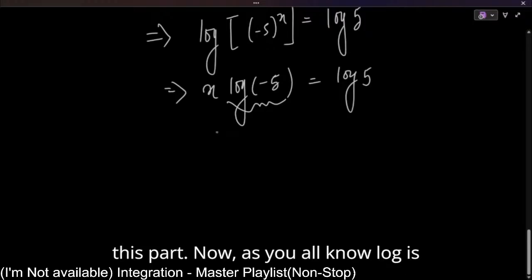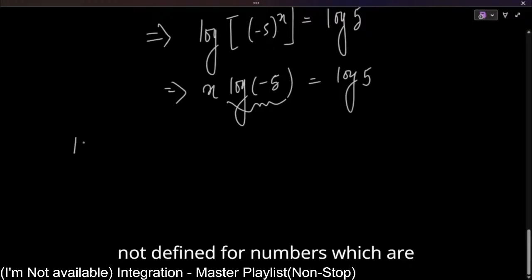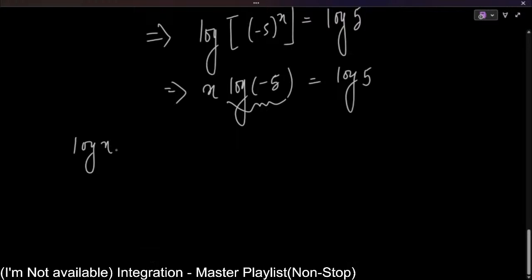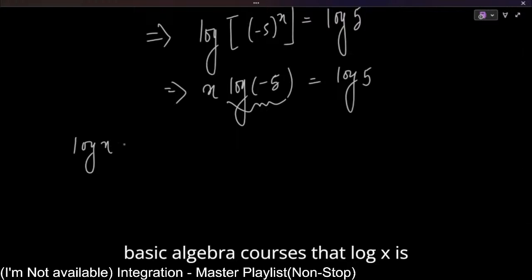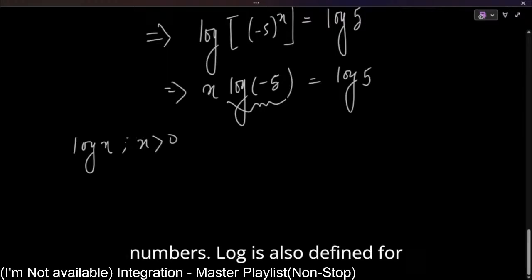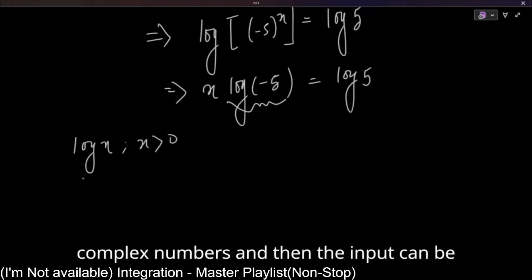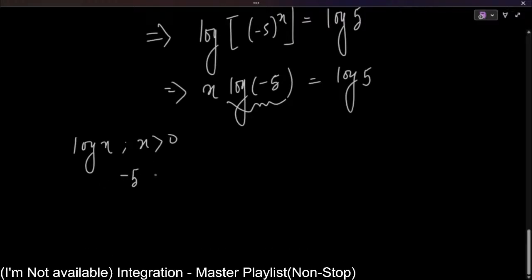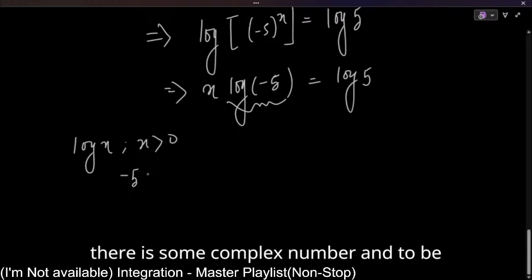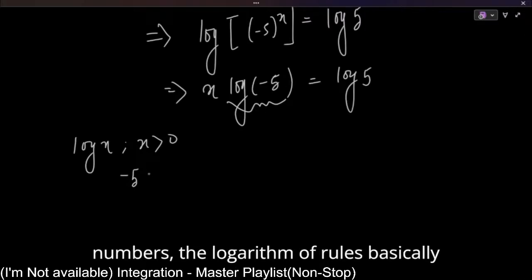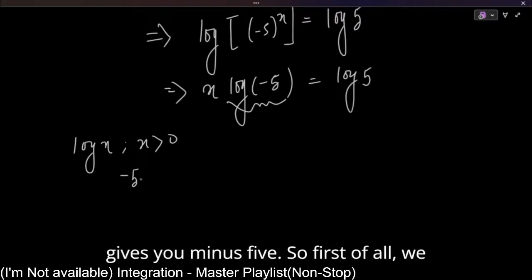As you all know, log is not defined for negative numbers. You might have seen in your calculus 1 or basic algebra courses that log x is defined when x is greater than 0. That is true, but only for real numbers. Log is also defined for complex numbers, and then the input can be basically anything. So for -5, there is a complex number, and to be fair a set of infinitely many complex numbers, the logarithm of which gives you -5.